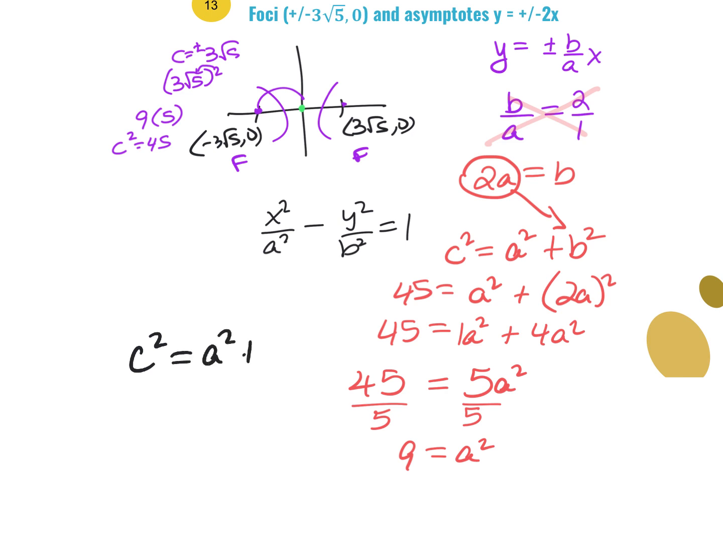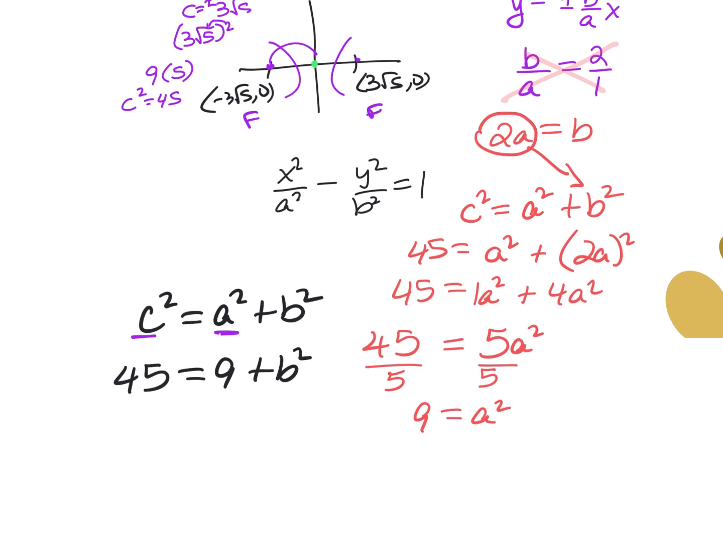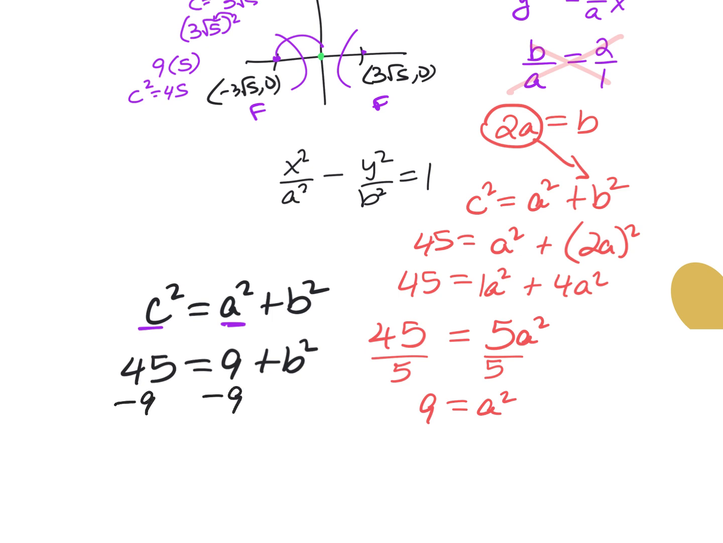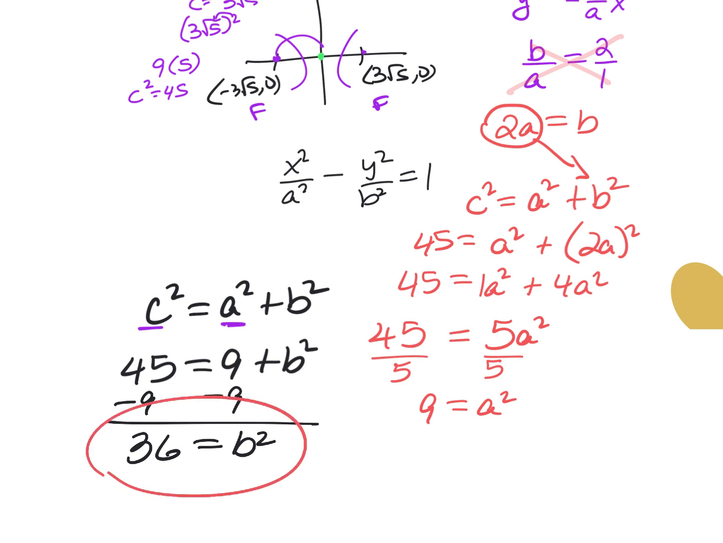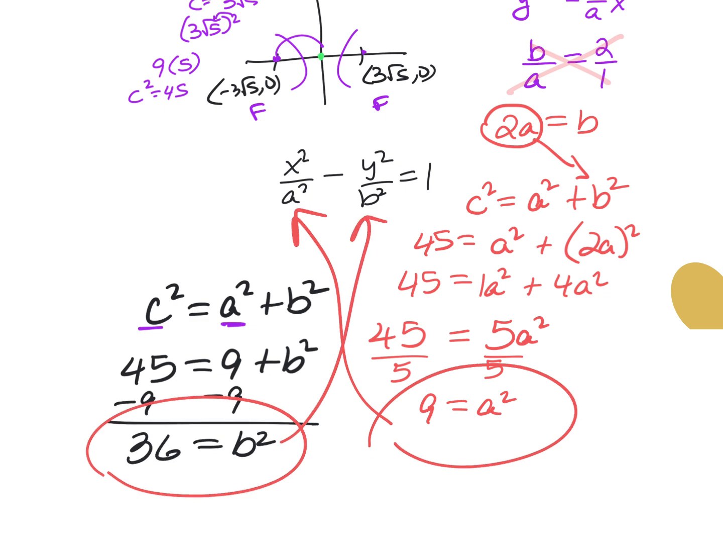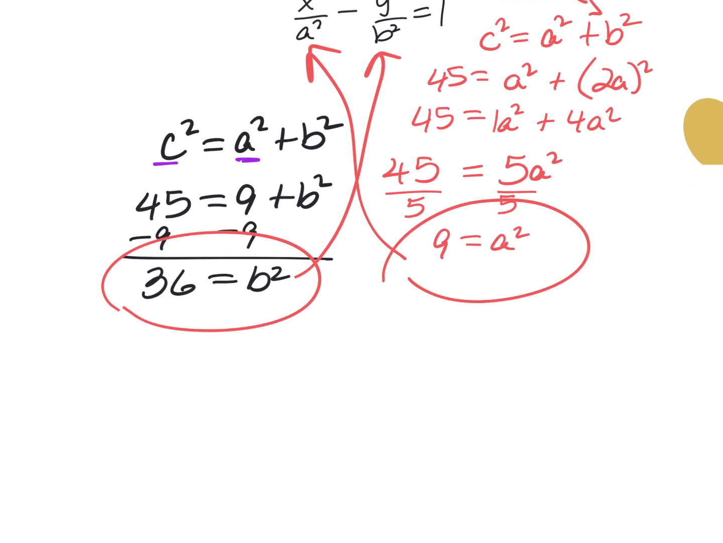C squared equals A squared plus B squared. Now that I have C squared and A squared, I can plug those numbers in and get B squared. So C squared again was 45. A squared is 9. And I'm solving for B squared. So subtract 9. 36 equals B squared. Now that I have B squared and A squared, I can plug them both into the equation. So the final answer is going to be x squared over 9 minus y squared over 36 equals 1.